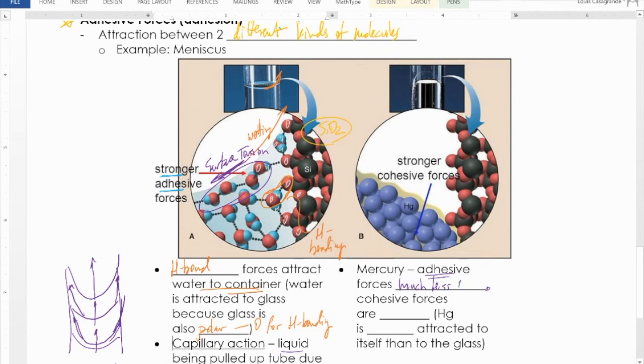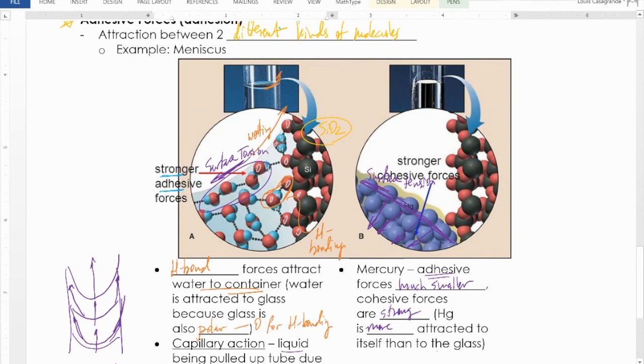Are much smaller. But the cohesive forces here are the surface tension and the strong metallic bonds pulling in. So the cohesive forces are very strong. And another way of saying this is that mercury is more attracted to itself than to the glass.